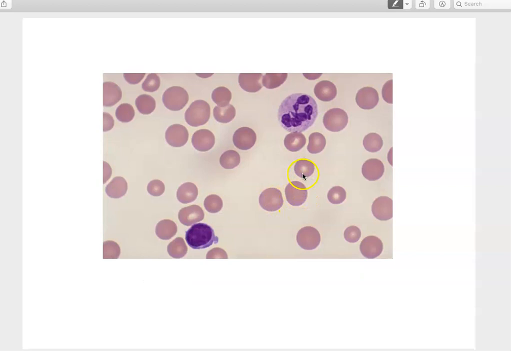Now we got two white blood cells here. This guy, I can see 1, 2, 3, maybe 4 lobes, kind of lavender granules back in here. Who is he? Neutrophil. Here is this guy. All I see is a big nucleus with a rim of cytoplasm. He's a little bit bigger than our red blood cells. This is a lymphocyte.